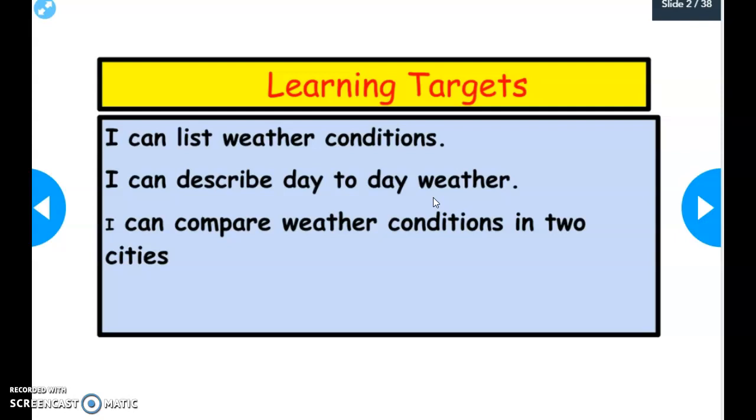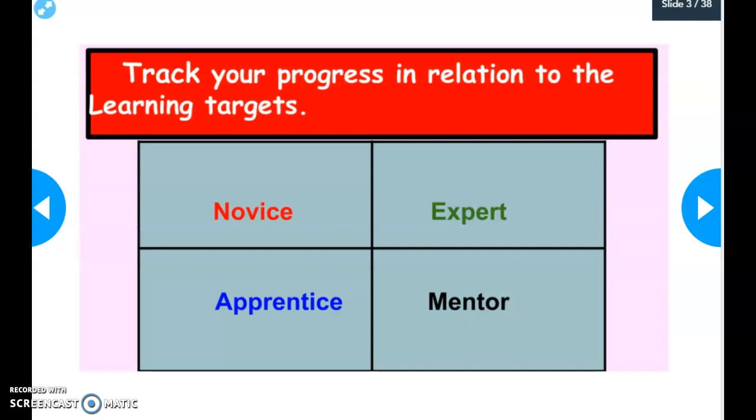And I can compare weather conditions in two cities. Let's have a look at these two cities. We will have a look together. Shukran. Hayya bina nabda.